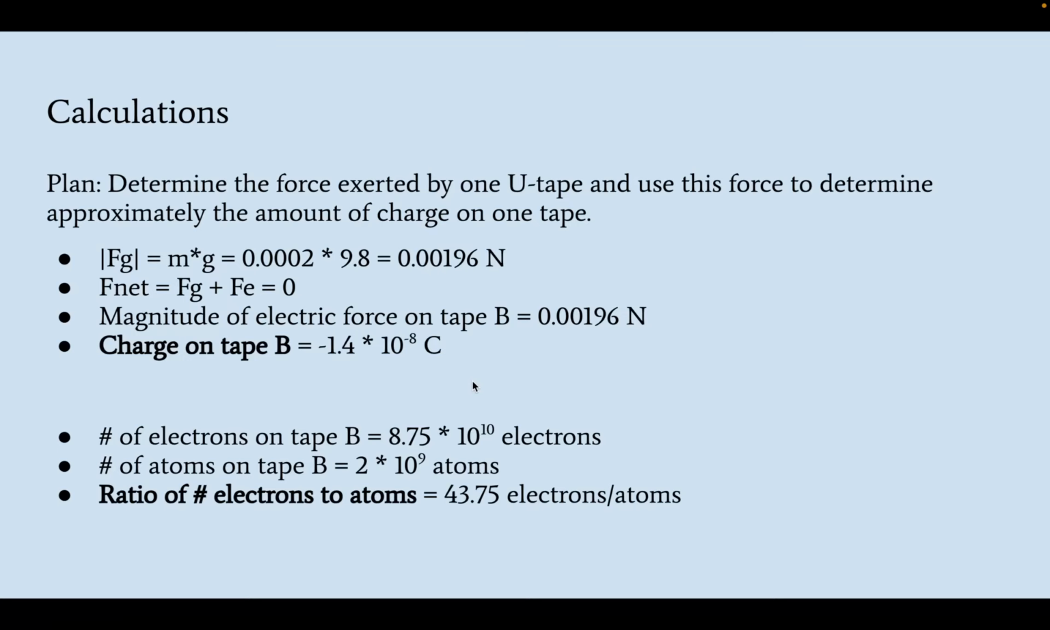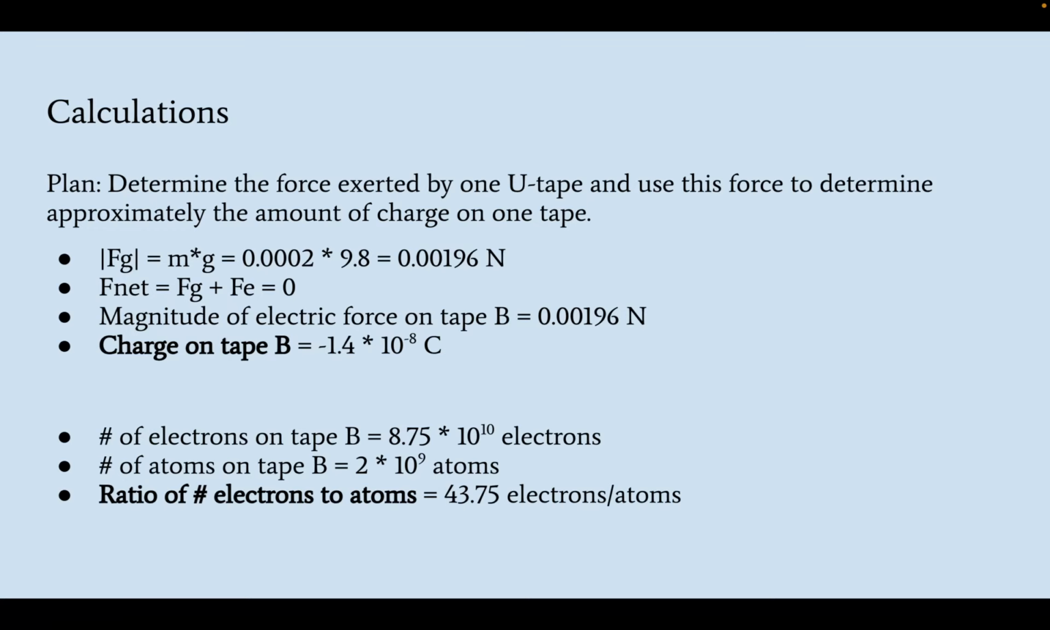Calculations: this is kind of the steps I used to calculate the charge on tape B. First, I calculated the gravitational force on tape B, and then since net force is equal to 0, the magnitude of the gravitational force is equal to the magnitude of the electrical force. So I used that concept to calculate the electrical force, and then I worked backwards to calculate the charge on tape B by using the magnitude of the electrical force on tape B.